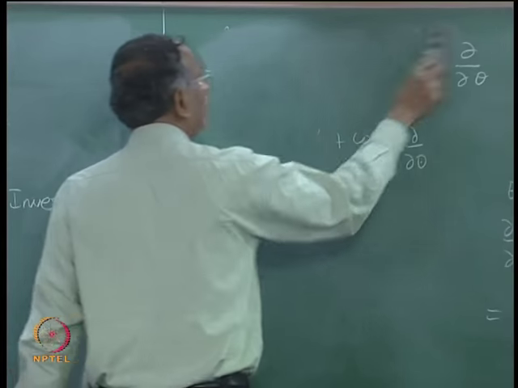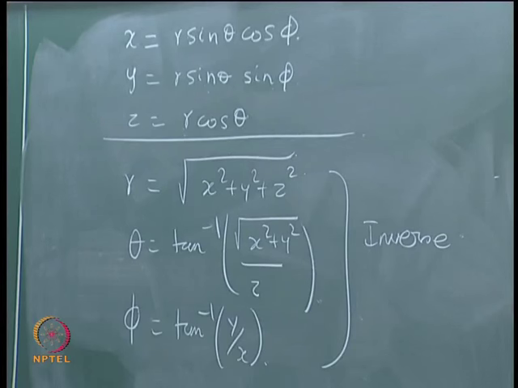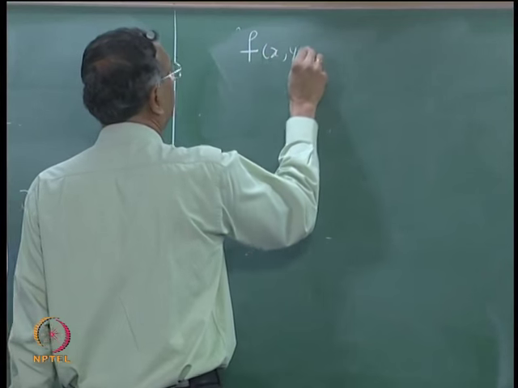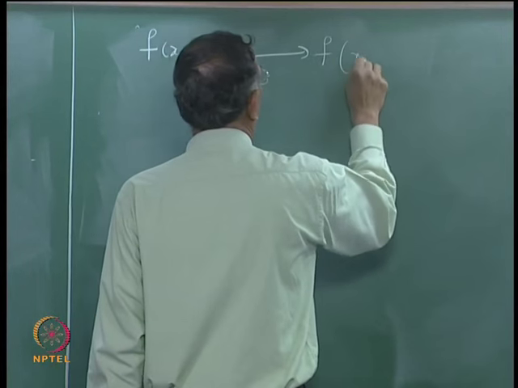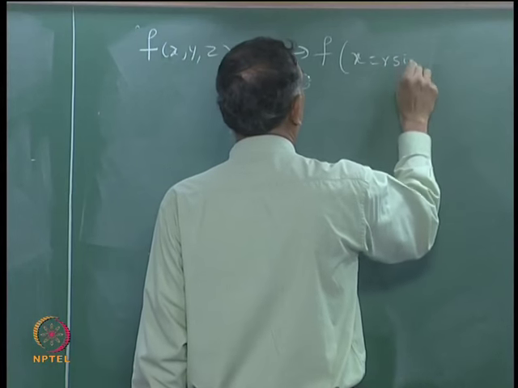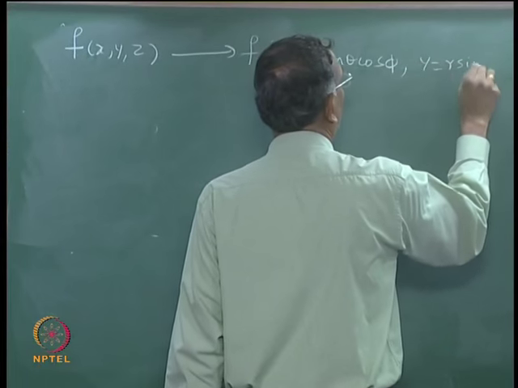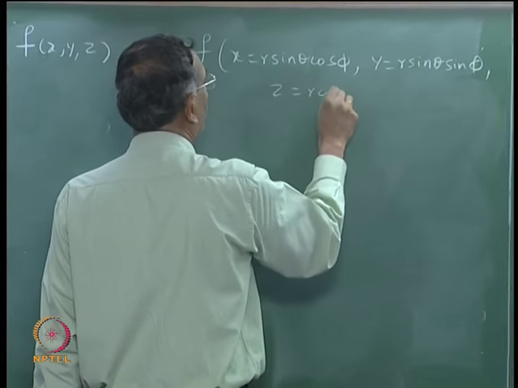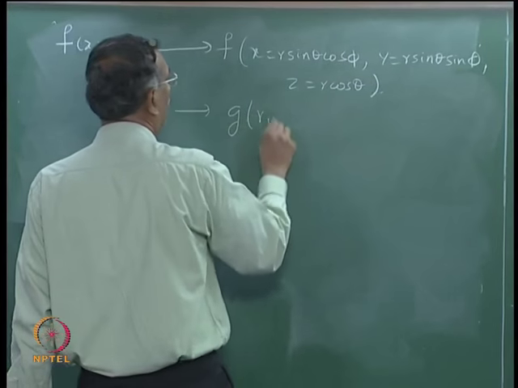Therefore, the corresponding derivative expressions which we will need for the hydrogen atom, and any function of x, y, z, when you substitute x in terms of r sin theta cos phi, y is equal to r sin theta sin phi, and z is equal to r cos theta. If you do the substitution, this will give you a functional form g of r, theta, phi.